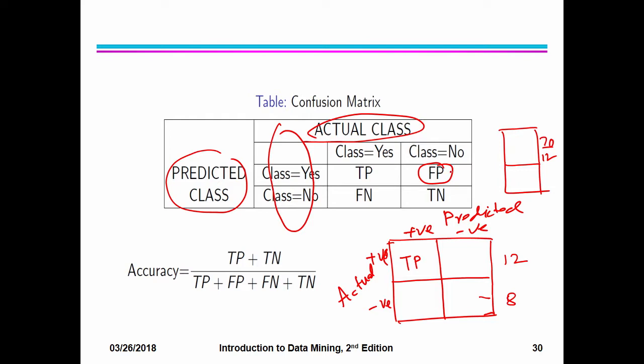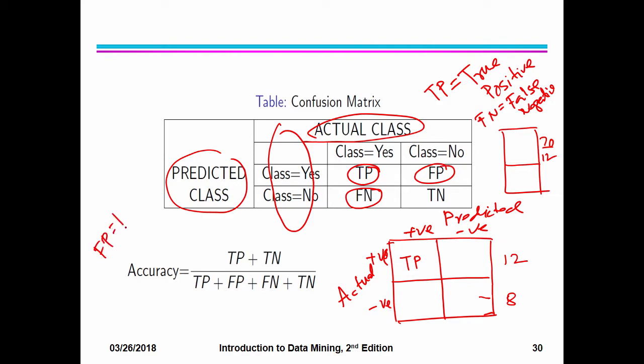The names are okay. If I do not tell you, TP means true positive, FN means false negative, and what is FP? FP is the false positive. Similarly, what is TN? TN is true negative.